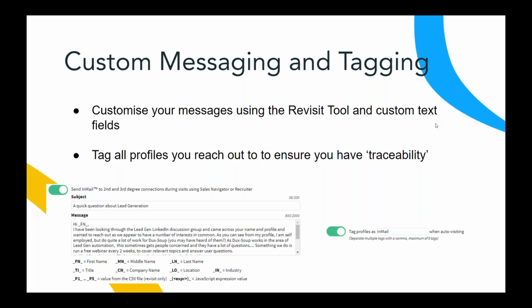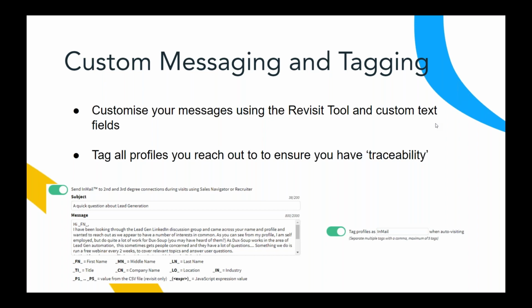If you, for example, are visiting or InMailing people from a CSV file, a custom list, you can make use of these facilities to make your message look even more personalized and tailored to your audience. And another tip for you: every time you reach out to somebody, make sure that you tag them with a Dux-Soup tag. In this case, I've just put InMail there, the option there on the right, and we'll show you that as well when I do the demo.